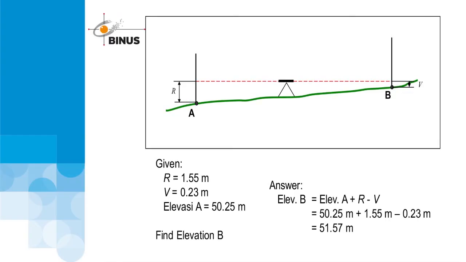Let's try giving numbers to the example. Given that r is 1.55 meter, v is 0.23 meter, and the elevation of A is 50.25 meter, and we want to find the elevation of B. Therefore, elevation B equals elevation A plus r minus v, which gives the answer of 51.57 meter.